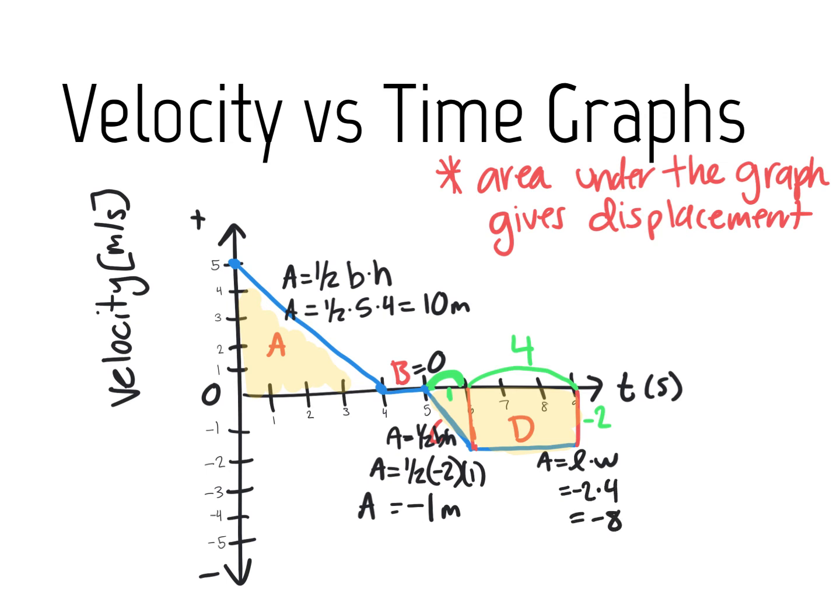Then the last thing we have to do is add all of these together to find our total displacement. Displacement is often represented by a delta x equals all of our areas added together. So 10 plus -1 plus -8 equals a positive 1 meter. So that means that even though we've traveled a lot, we've only ended up 1 meter away from where we started.